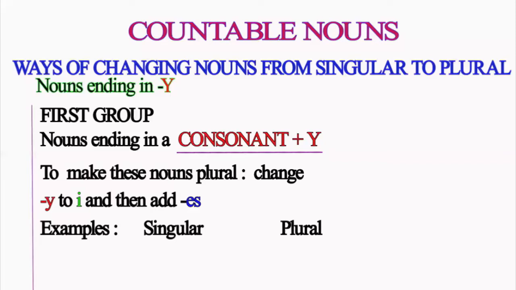To make these nouns plural, to change these nouns from singular to plural, what you have to do, first of all, is change Y to I, then add ES. Let us see examples. Here singular and here plural. Baby, babies. City, cities.